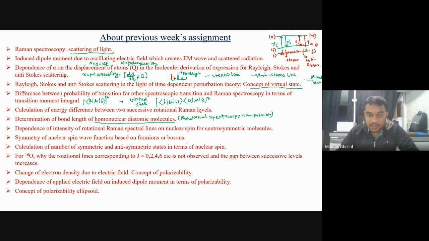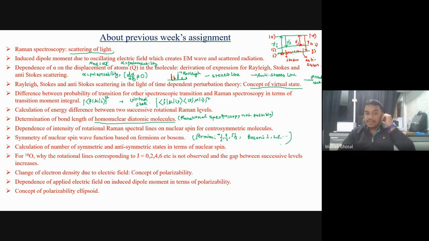Okay, so it was shown that for fermions, the nuclear spin will be half-integral, like 1/2, 3/2, 5/2. And for bosons, the nuclear spin will always be integral: 1, 2, 3, etc. So for different kinds of particles, what kind of spin there will be for fermions and for bosons was also discussed in the previous discussion.